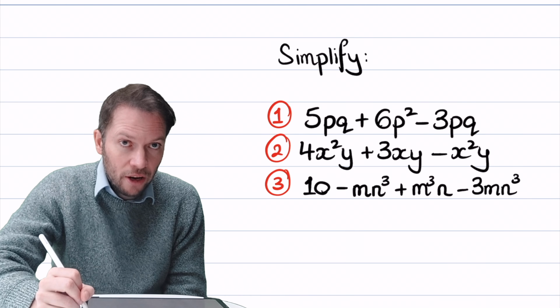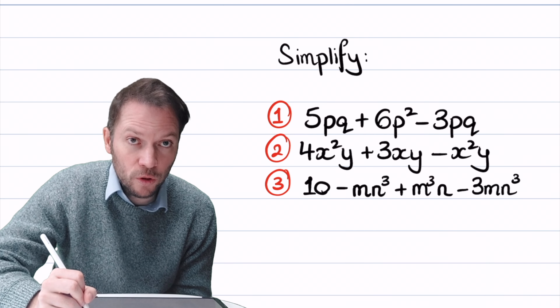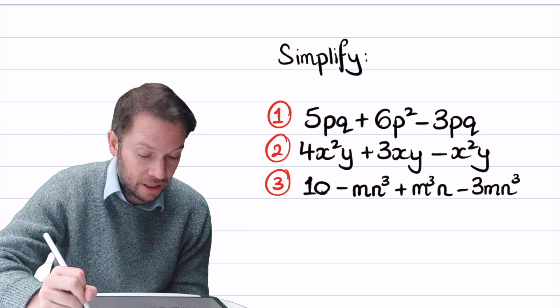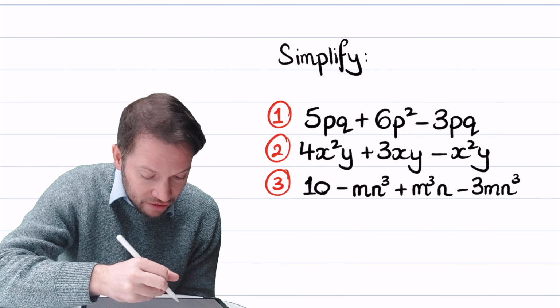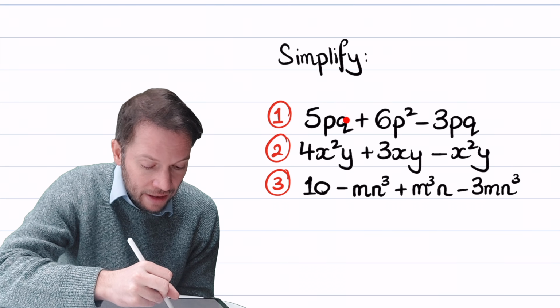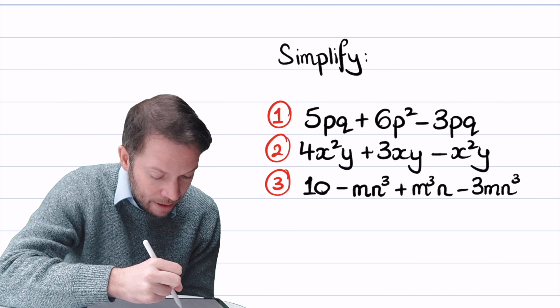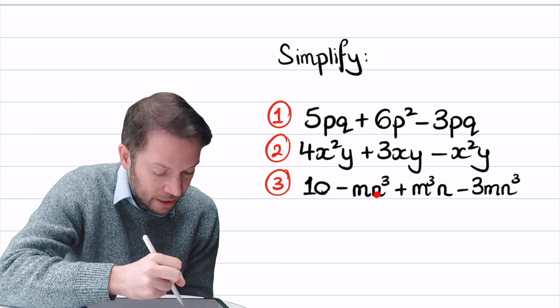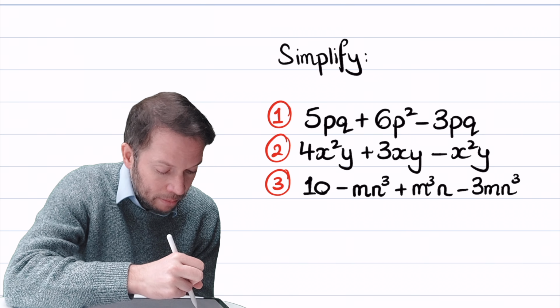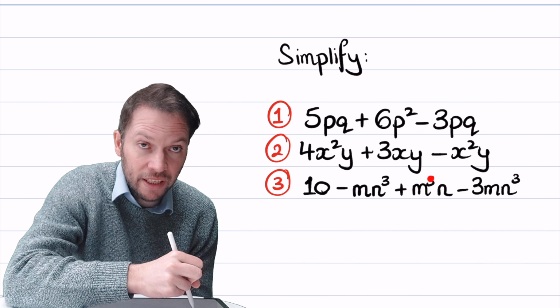Hi, in this video we're going to collect like terms in order to simplify expressions. But here we've got a mixture of different variables together in the same term. And you might have different powers. So you've got mn cubed, where the n is cubed, whereas here we've got m cubed n, where it's the m that's cubed instead.